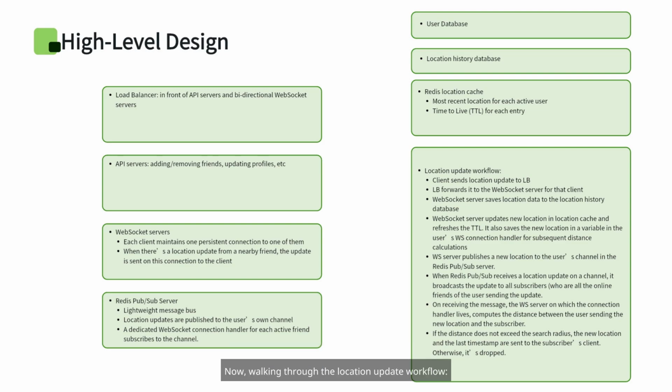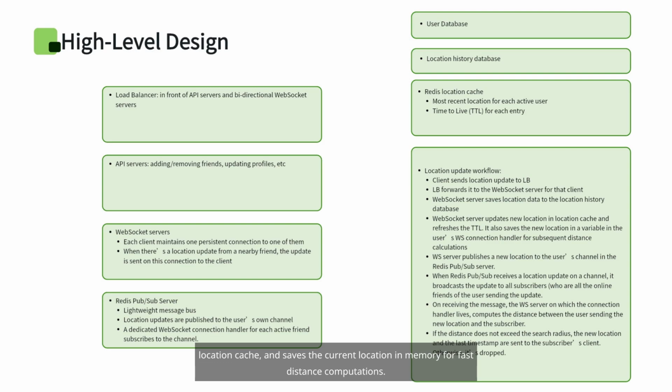Now, walking through the location update workflow, the client sends a location update to the load balancer. It's routed to the user's assigned WebSocket server. This server stores the update in the location history DB, updates the location cache, and saves the current location in memory for fast distance computations. It then publishes the update to the user's Redis pub/sub channel.